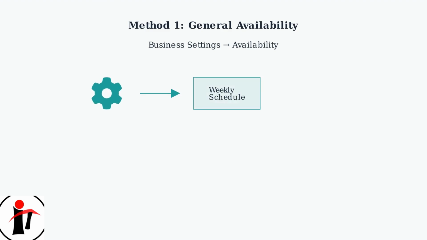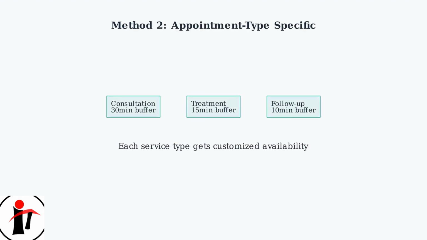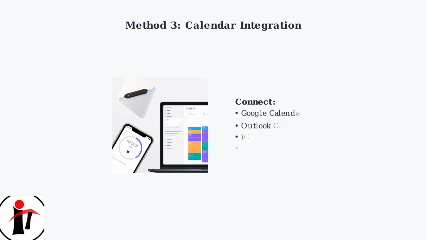The first method for implementing time blocking is through general availability settings. Navigate to Business Settings, then Availability to set your weekly recurring schedule and standard business hours. The second method involves appointment type specific blocking. Access individual appointment type settings to override general availability and configure unique buffer requirements for different services. The third method uses calendar integration. Connect external calendars like Google, Outlook, or iCal to automatically block time for existing events and prevent double booking.